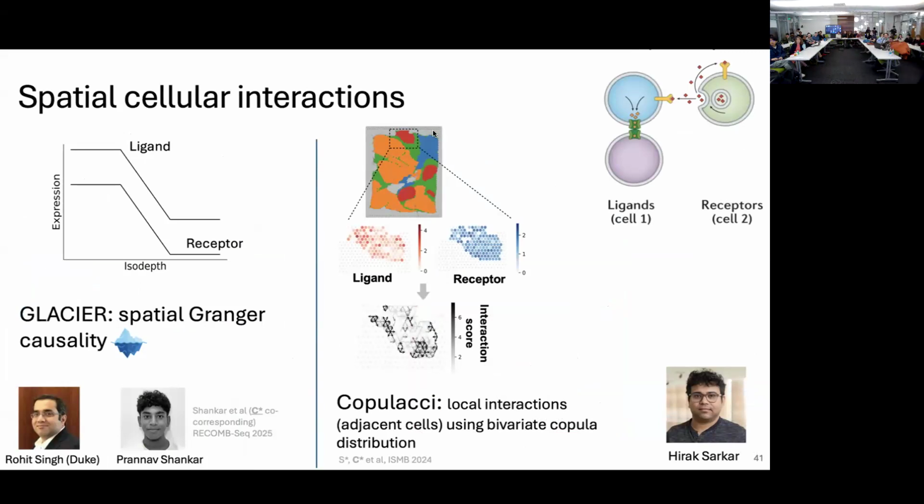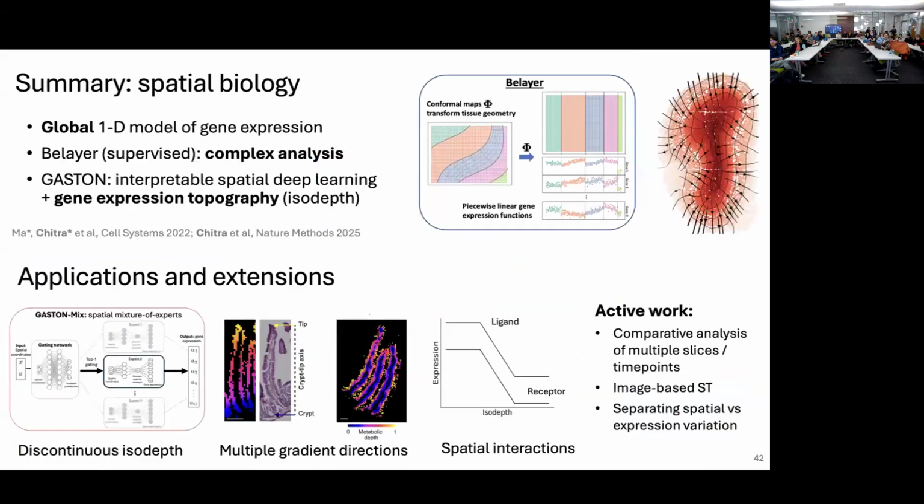So to summarize this line of work, we developed a global 1D model of gene expression that you can fit either through a supervised approach using tools from complex analysis or through this unsupervised deep learning approach. And through this, we actively worked on different applications and extensions of this approach, and I'm very excited about this. It's something I plan to continue working on in the future.